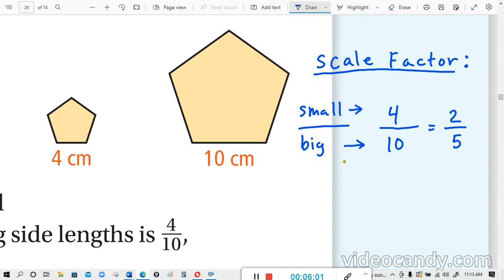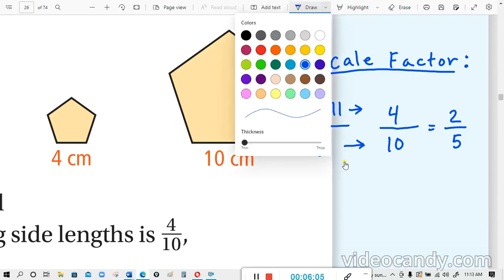But we're dealing with areas. So let's find the ratio of the areas. I'll do it in a different color.